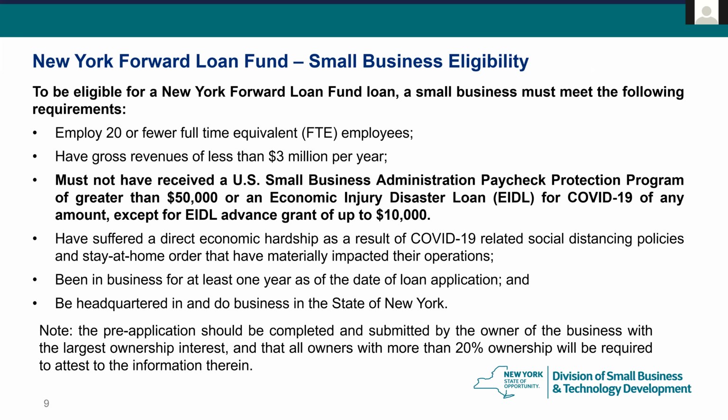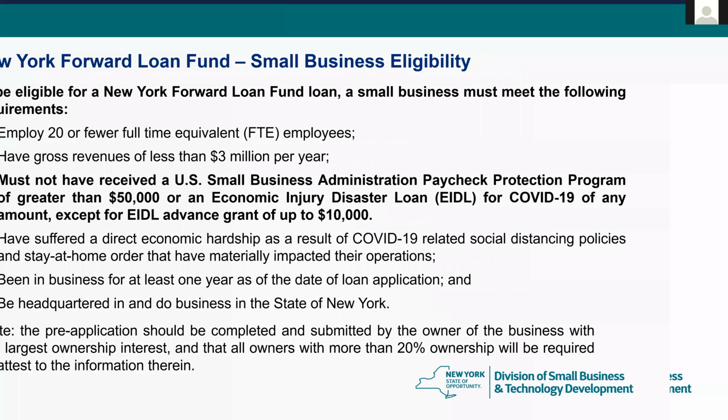And the pre-application should be completed by the primary owner of the business. Anyone who owns more than 20% of the business, if you're a partnership or if you have a more complicated ownership structure, is going to be required to attest to the information that's part of the application.